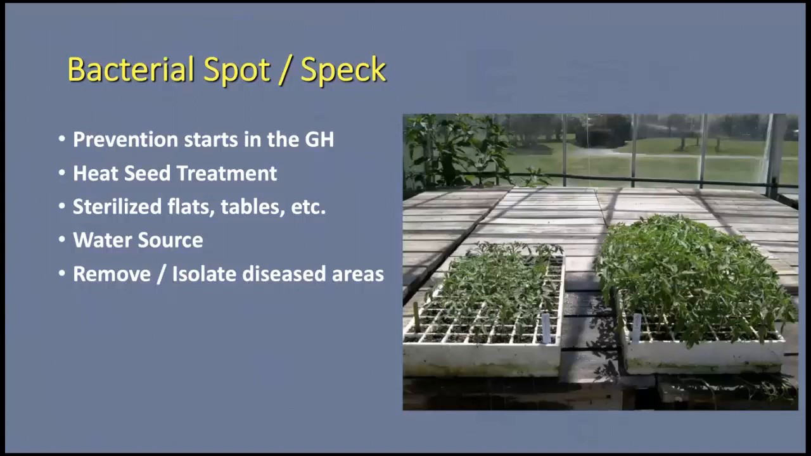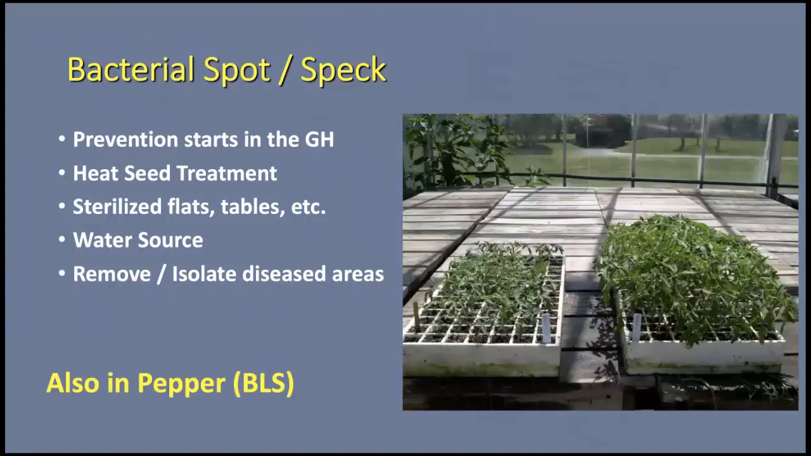You want to consider sterilizing wherever you're growing them, your water source. And if you start seeing spots that have that yellow halo, just get those plants out of there because you don't want that to get throughout your entire set.